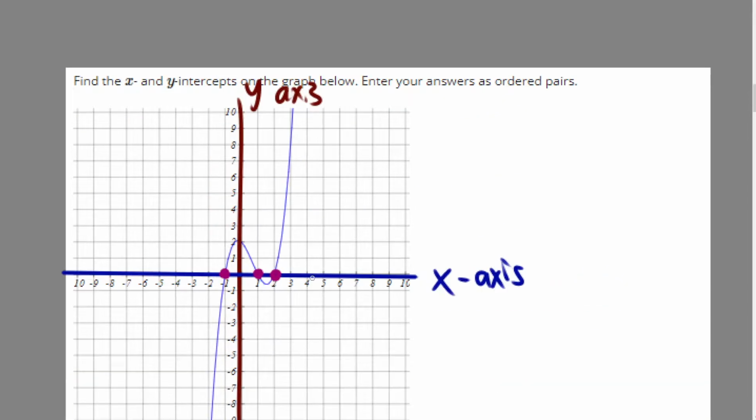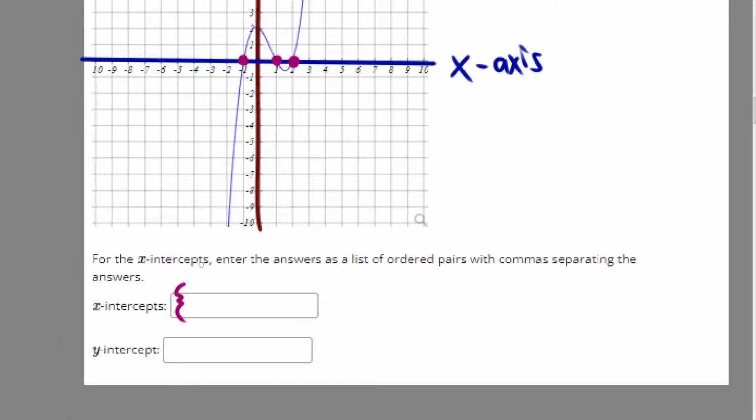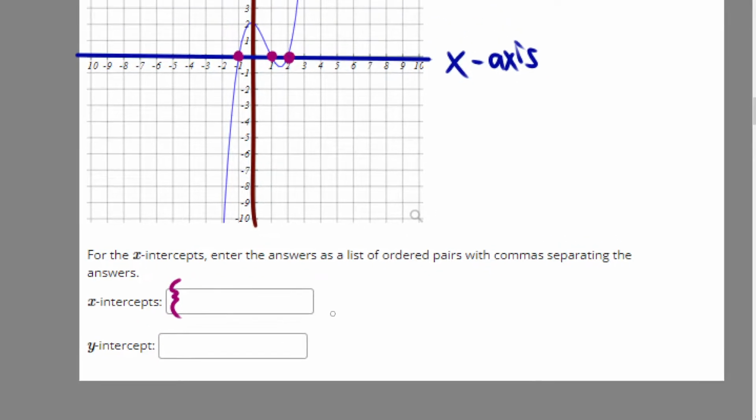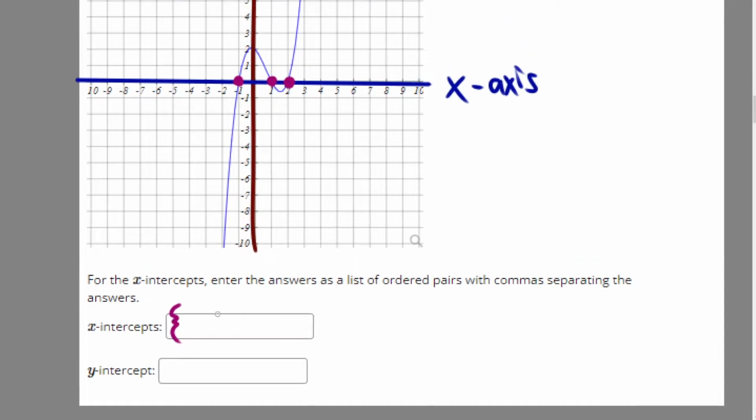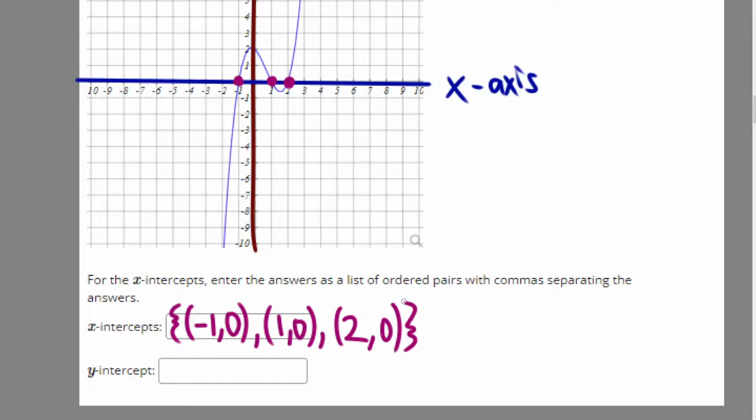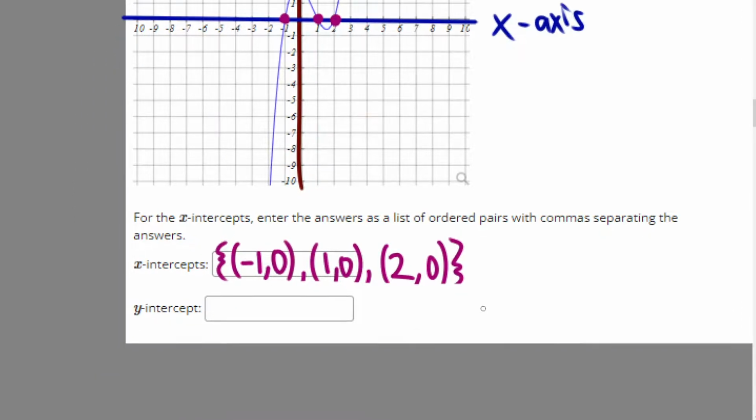And I think you might want curly brackets. I haven't checked. If you get it wrong, try getting rid of the curly brackets and then resubmitting your answer. And it wants it as ordered pairs. So one of our x-intercepts is (-1, 0), comma, and then another coordinate pair with parentheses around it, (1, 0), comma, and then (2, 0). And then you close it with a curly bracket. I don't remember if this actually needs a curly bracket or not. If you're getting this wrong and you double check your points and it's still wrong, get rid of the curly brackets. Sometimes Lumen is really annoying. Every time Lumen is really annoying.